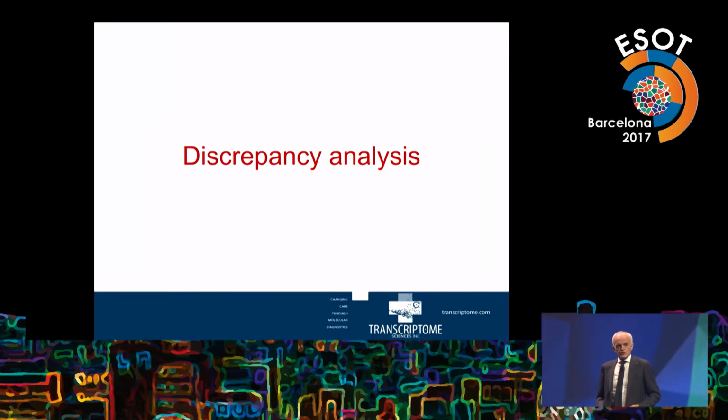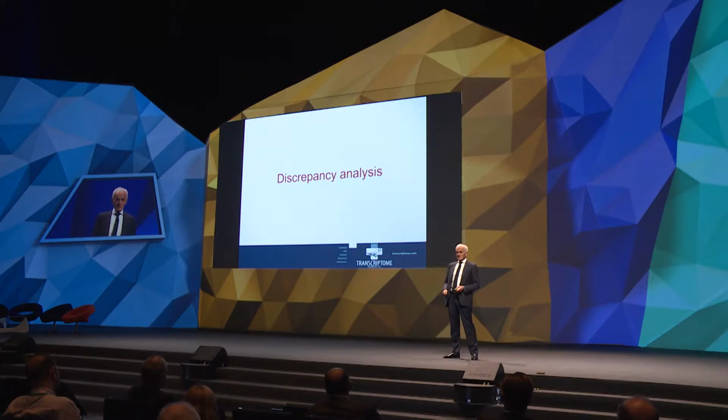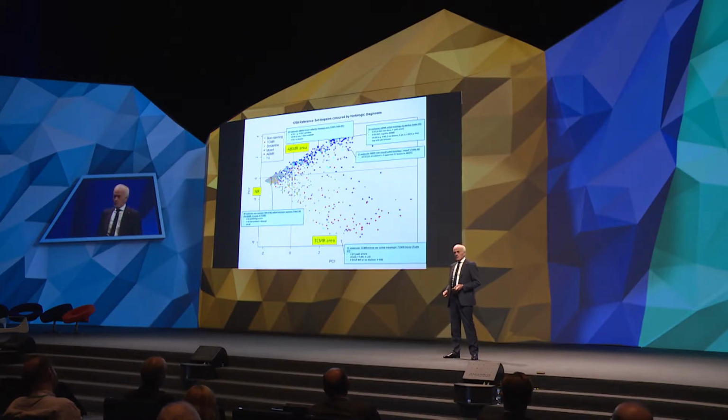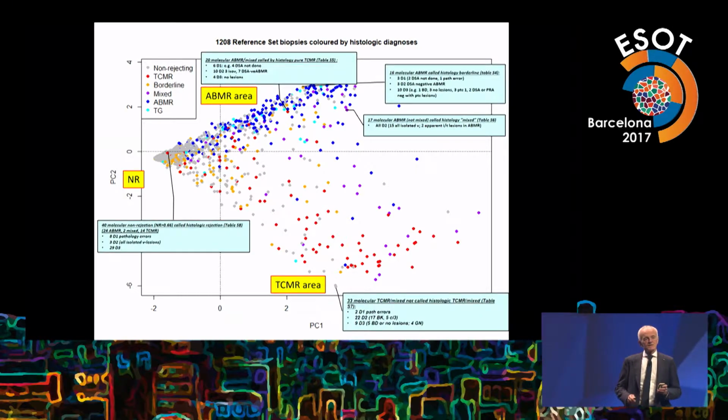Now, when we look at discrepancy analysis, and we won't put you to sleep with the details of a discrepancy analysis across 1,200 biopsies, what we see is many of the discrepancies occur in areas where the BAMF rules have been known to be weak and contentious. So without going into detail, we now see, yes, the discrepancies can be errors either in histology or molecular, but a lot of the errors are probably in histology.